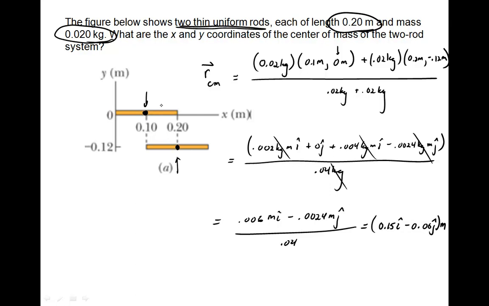And that makes sense because that should be pretty much right in between there and right in between there. Well, halfway in between 0.1 and 0.2 is 0.15, and halfway between 0 and 0.12 is 0.06. So that seems to work out really well. Now if one had more mass than the other, it wouldn't be halfway in between, but because they're the same mass, it's going to be uniformly in the middle.